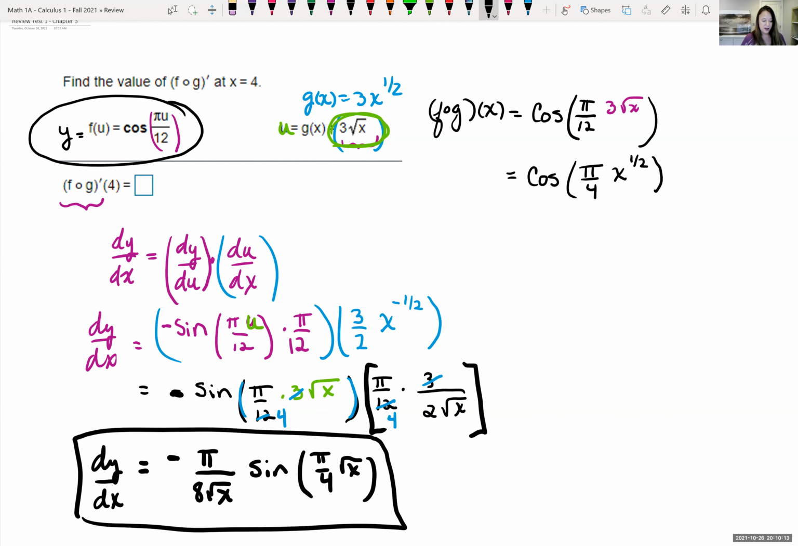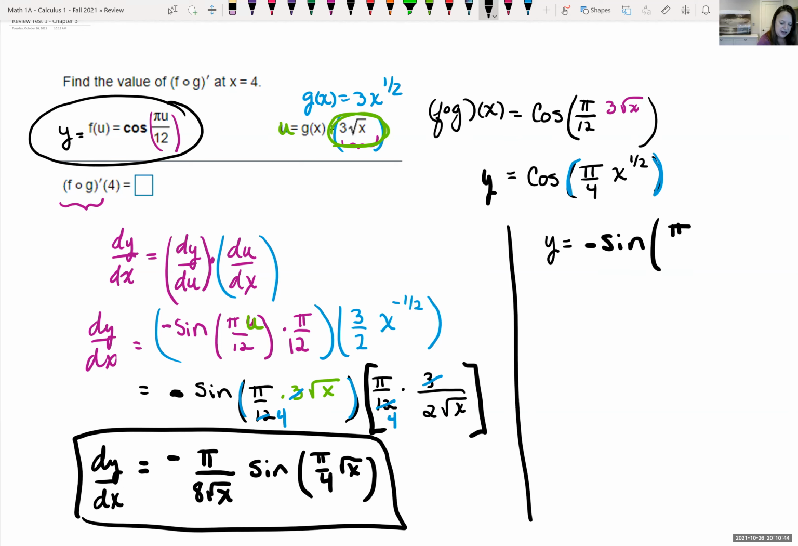Okay, so we could have done it that way, or we could have done it from this right here after we rewrote what the composition of the function is. And so let's just say that this was y equals. And so if I look at the derivative of this y function, so the derivative of cosine, and I'm going to be using the chain rule. So the derivative of the outer is negative sine of the inner, which is this pi fourths square roots of x, times the derivative of the inner.